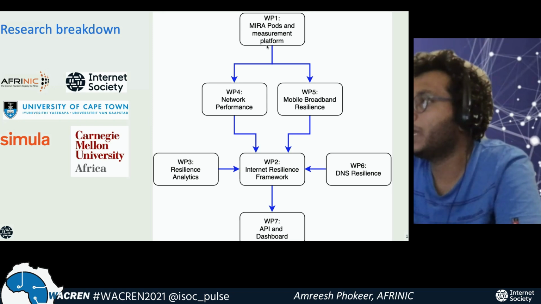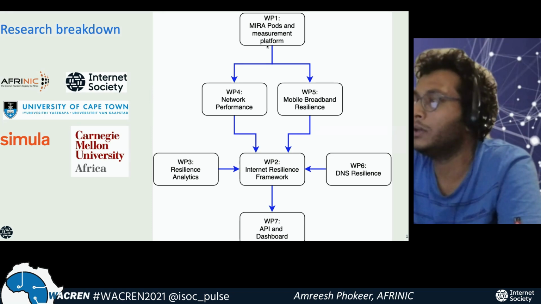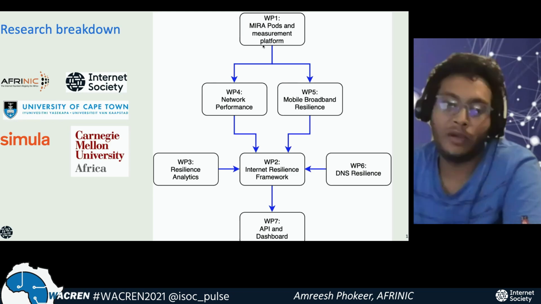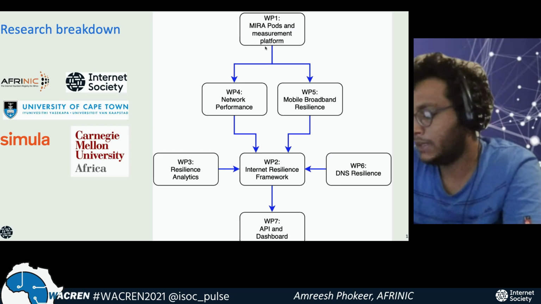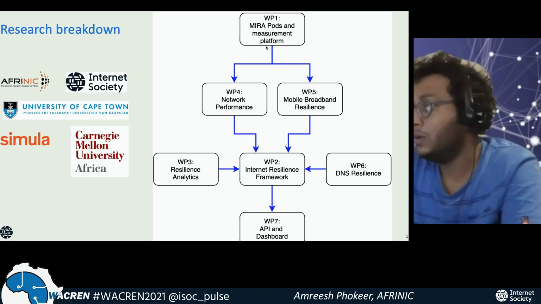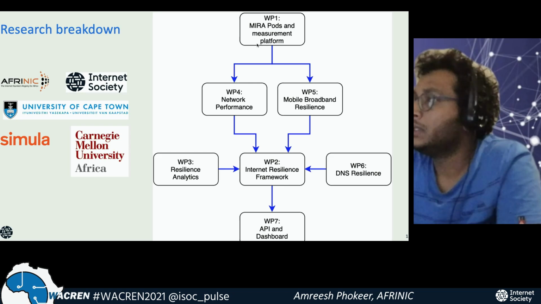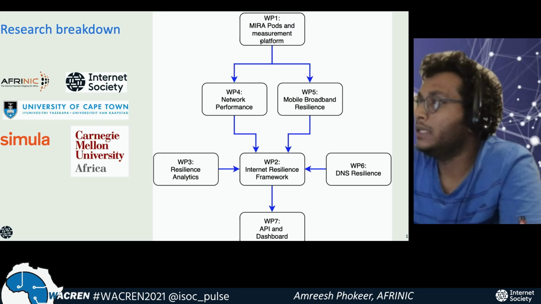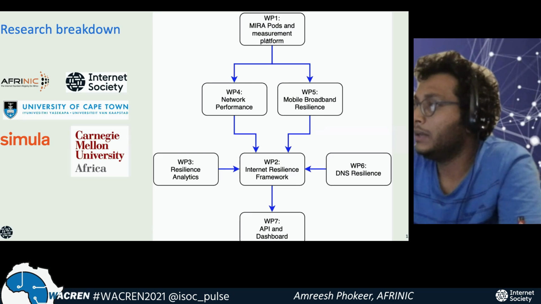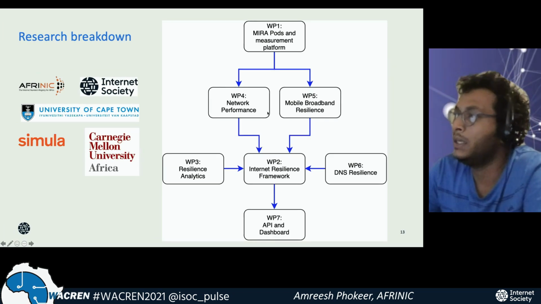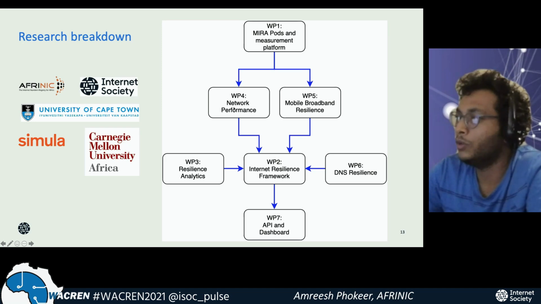So the first work package which we have started working on is about building the measurement device, which we are calling the MIRA pod, and also the orchestration platform. So basically, as Kevin has mentioned, the Balena cloud system is helping us to orchestrate the fleet of Raspberry Pis out there. And when we are going to do these measurements, then of course we will be able to carry out the analysis of this work, which we have identified as work package number 4, network performance and mobile broadband resilience performance as well.